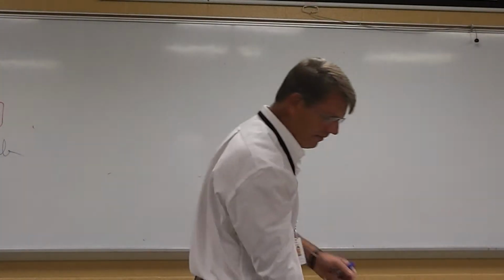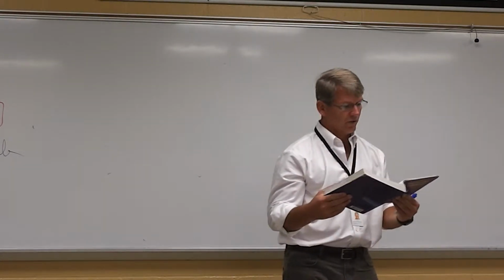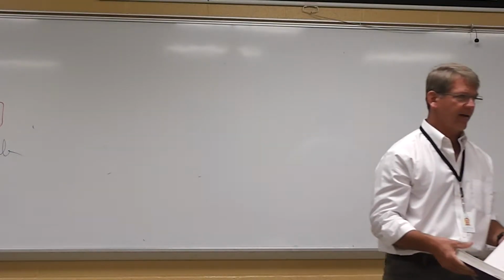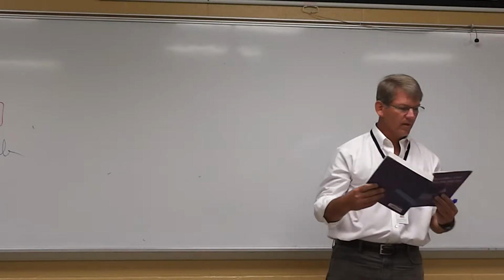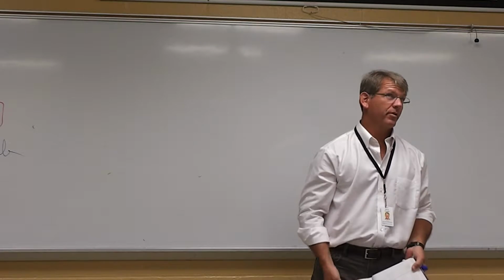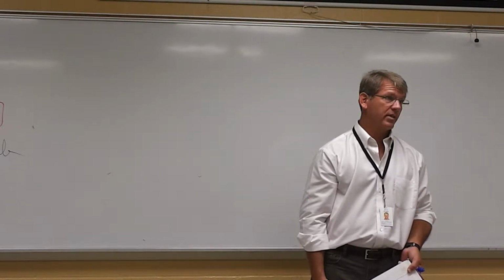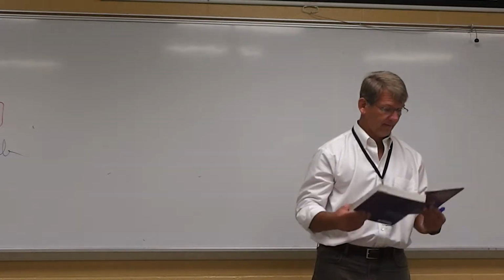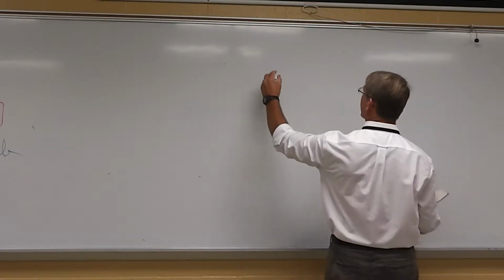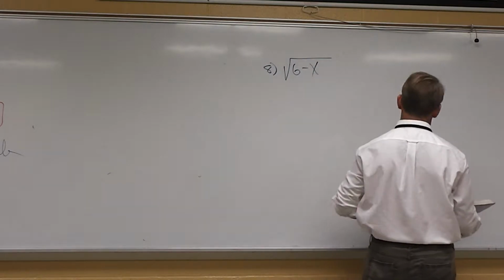Okay. Let's see. I'll give you some even answers real quick. Number 6 should have been domain is all real numbers with x not equal to negative 1/2. Number 8 is going to be all real numbers with x less than or equal to 6. Can you put that one over? Okay. Number 8, we've got the square root of 6 minus x.